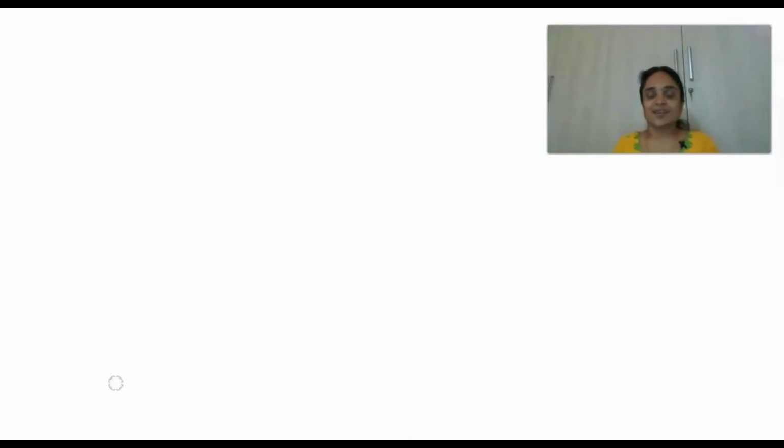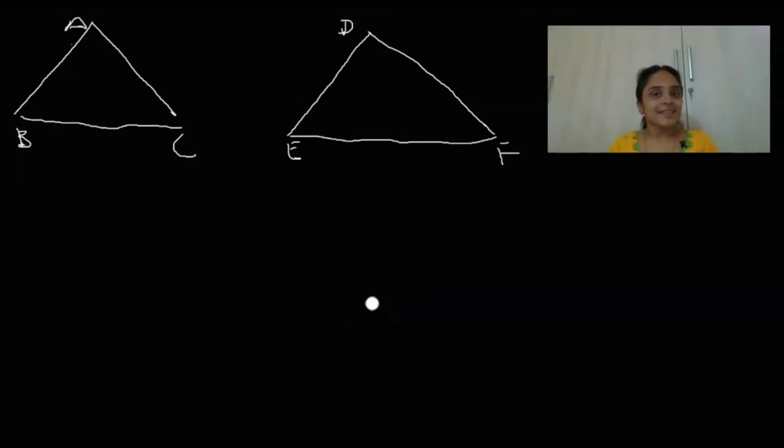So let us start now. We'll prove the ASA congruence rule. The ASA congruence rule states that two triangles are said to be congruent if two angles and one included side of one triangle are equal to two angles and one included side of the other triangle. In this figure, if angle B is equal to angle E, angle C is equal to angle F, and BC is equal to EF, then we can say that these two triangles are congruent.